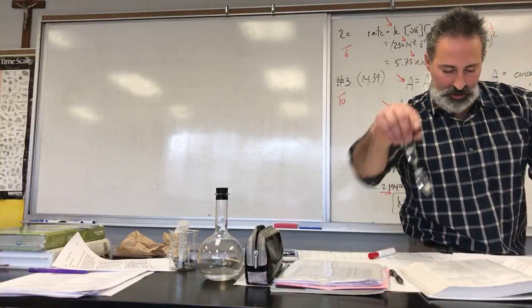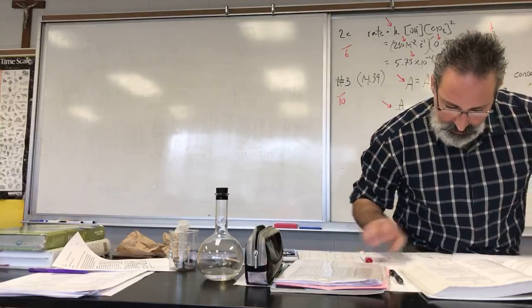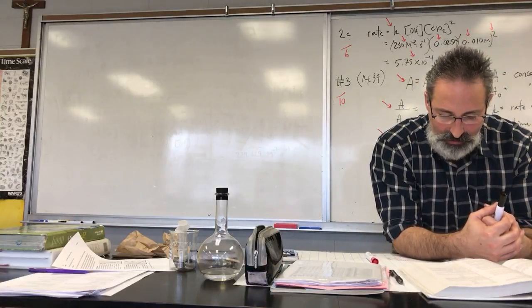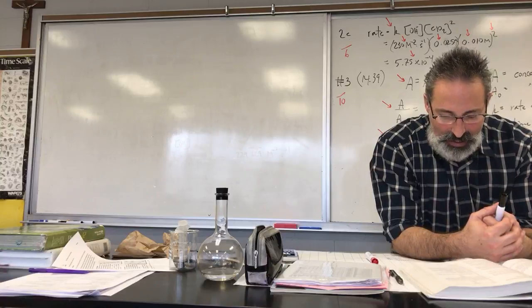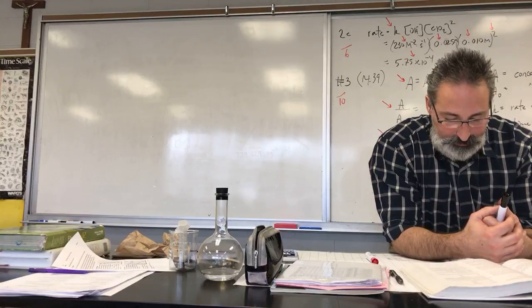This is our number 4 in the test. It asks: a certain first order reaction has a rate constant of 2.75 times 10 to the minus 2 seconds to the minus 1 at 20 degrees Celsius. What is the value of K at 60 degrees Celsius if the energy of activation is 75.5 kilojoules per mole?